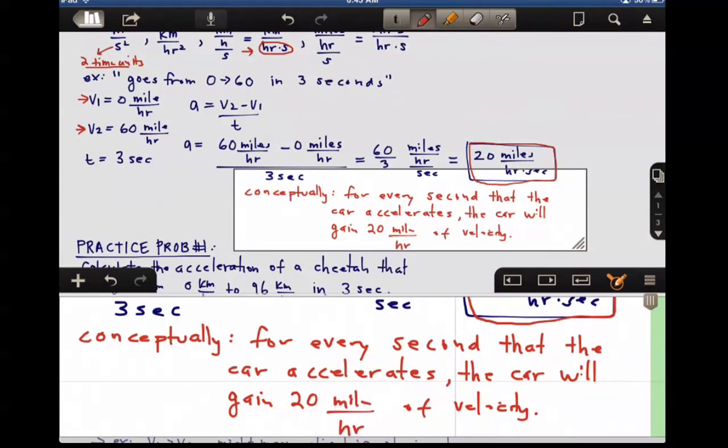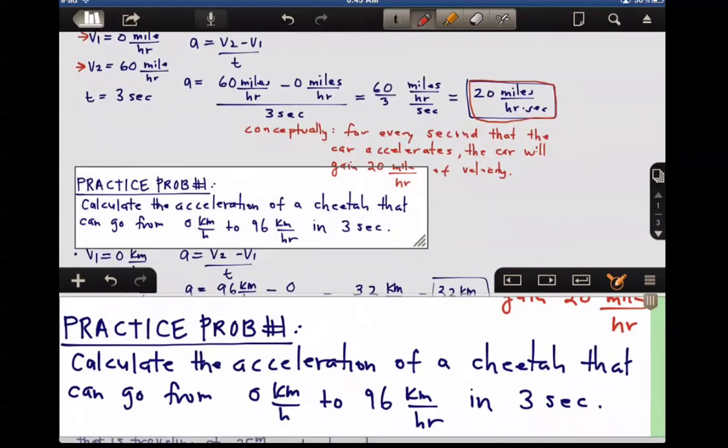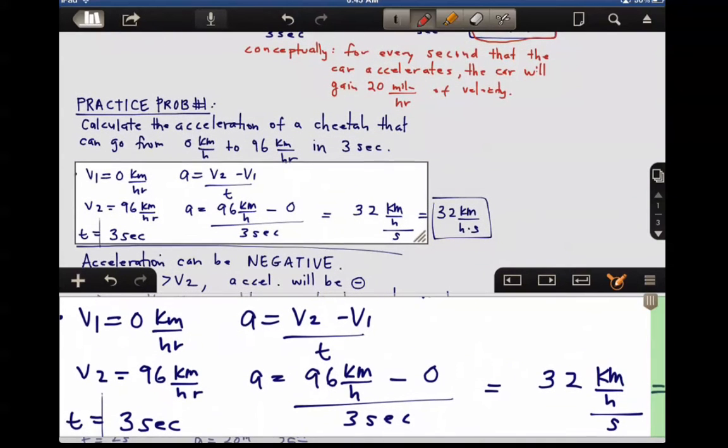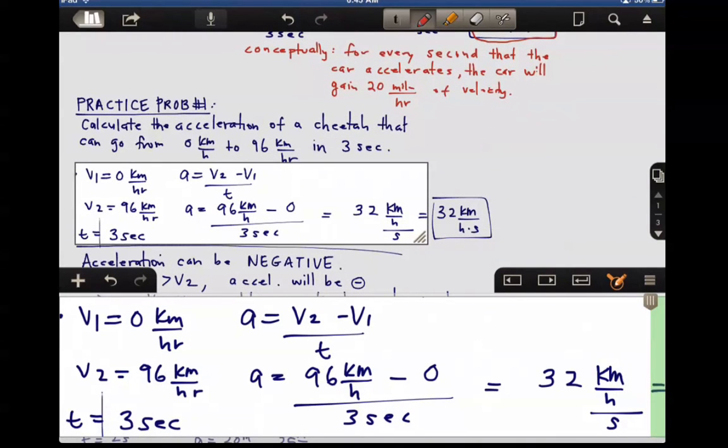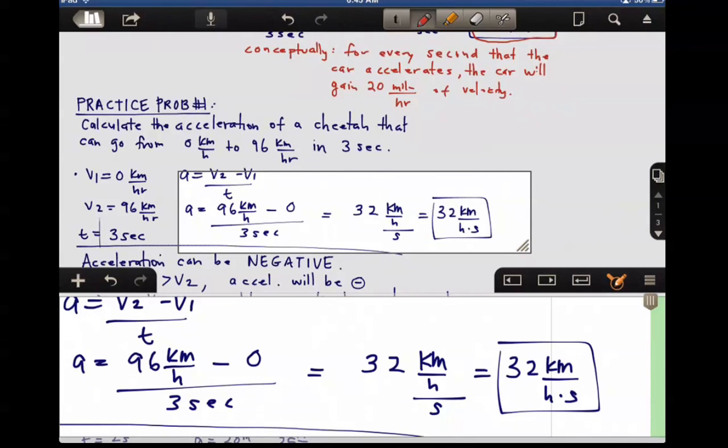So here's a practice problem. I want you to hit pause and go ahead and try and solve that practice problem, then come back and check your work. Okay, so you're done. We know v1 is 0, v2 is 96 kilometers per hour, and the time is 3 seconds. Plug in those numbers, 96 minus 0 divided by 3. That'll get you 32 kilometers per hour per second. And you'll see I reduced that to 32 kilometers per hour per second just by playing with the fraction.